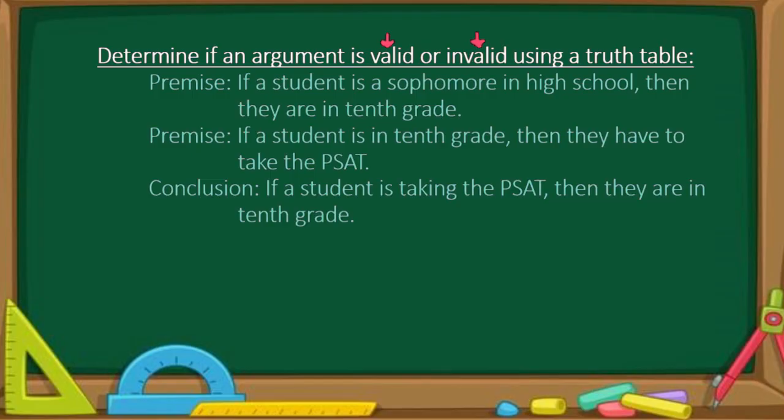So in order to do this with a truth table, what you first must do is define each of the statements symbolically. So you're going to set up a variable to represent each statement. I'm going to let P represent this statement, is a sophomore. I'm going to let Q represent the statement, they are in 10th grade. And since we have a third statement, R, we're going to let that represent take the PSAT.